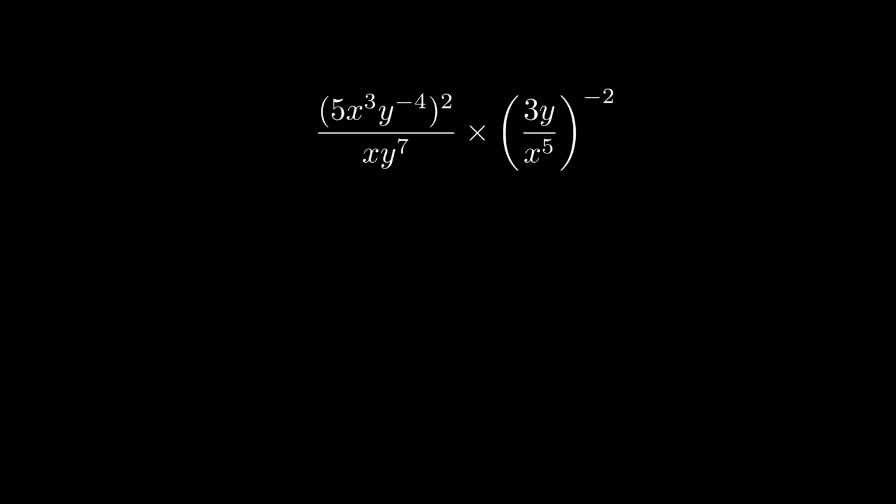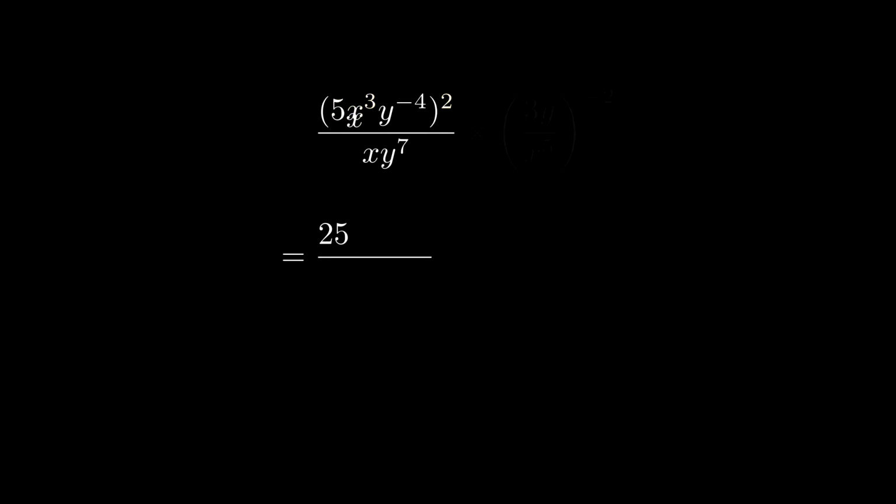Alright, so let's combine some of the patterns we've seen to simplify this beast. We'll focus on just the left-hand fraction first, and let's start by pulling apart the brackets. There's a square there, so what we need to do with the bracket is to square everything inside the bracket. So 5 squared gives us 25.